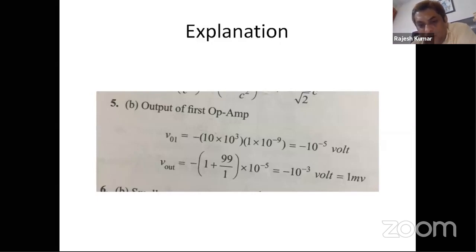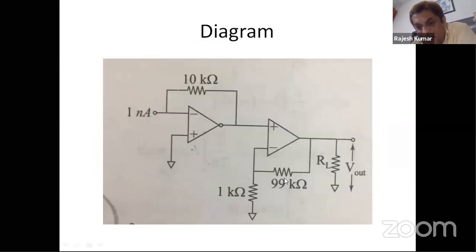Now, V out for the second stage is, because I have used the formula, 1 plus RF over RI into VI. So now just putting in these values, because you can see that in the second stage, RF is 99 kilo ohms.